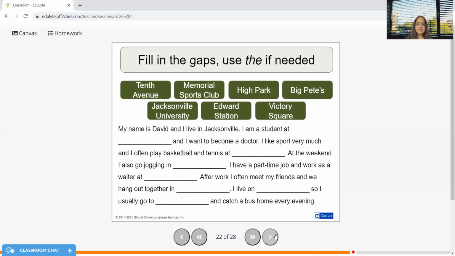We need to fill in the blanks. My name is David and I live in Jacksonville. I am a student at Jacksonville University, and I want to be a doctor. I like sports very much and I often play basketball and tennis at Victory Square, or maybe Memorial Sports Club. I don't know much about these places, I'm just concerned about my articles. You also try, and I'm sure you'll be able to understand these concepts thoroughly.